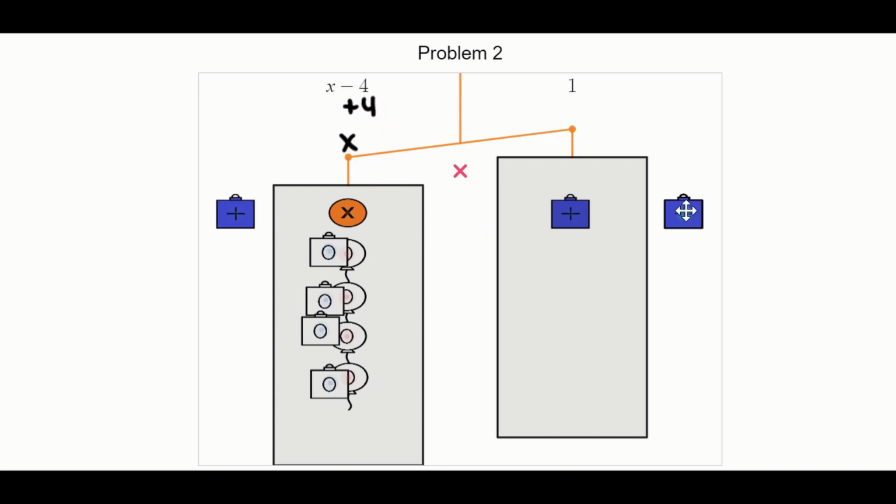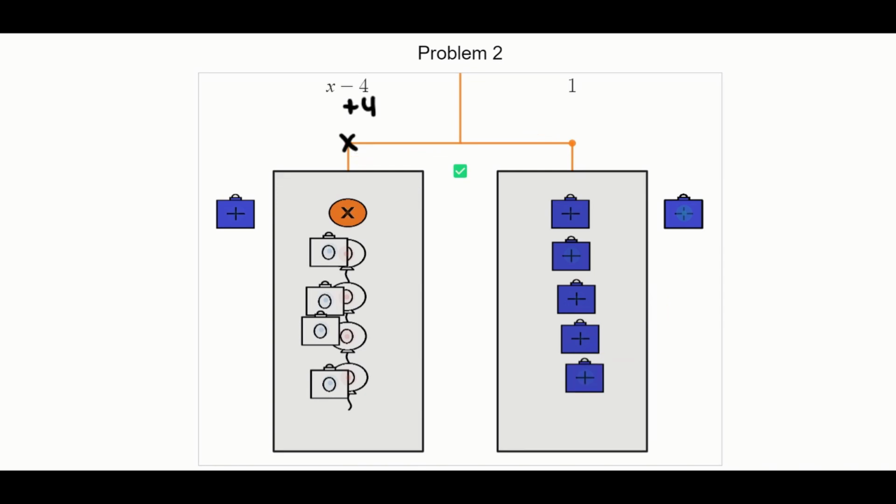Right now the scales are no longer balanced, so I need to add 4 weights to the other side to keep it balanced. That's equivalent to adding plus 4 to this side, leaving me with a total of 5. Since x is now by itself, I know that x weighs exactly the same as 5 weights. Whenever x is being subtracted from, I can add in order to get x by itself.